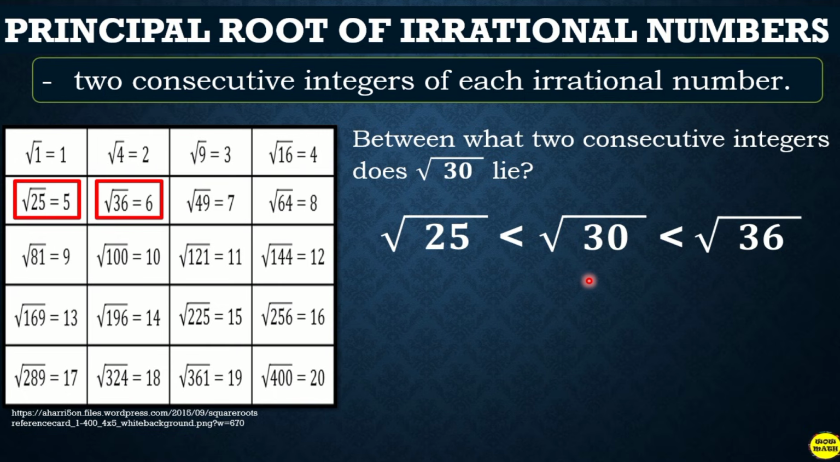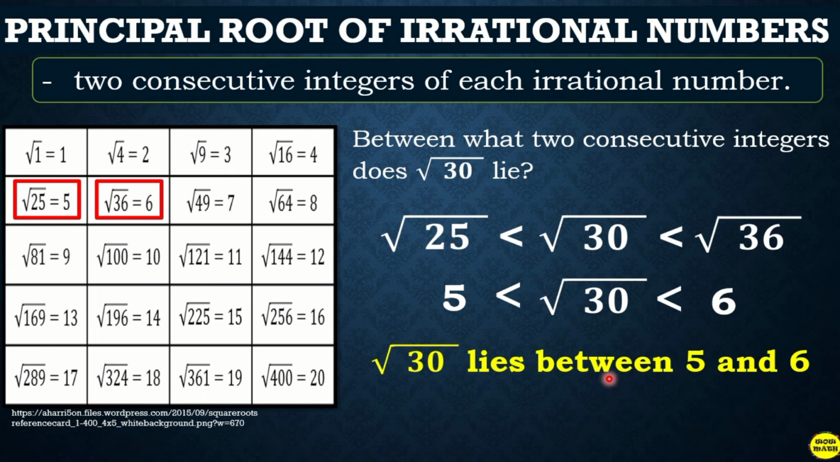Okay, now, nakuha na natin yung dalawa. Anong gagawin? Kukunin natin yung square root nito. So, square root of 25 is 5. Square root of 36 is 6. So, therefore, square root of 30 lies between 5 and 6. So, ganun lang po ang gagawin. Kung saan siya napapagitna, kunin mo yung dalawang perfect squares na mas mababa at mas mataas sa kanya. And then get the square root. Therefore, square root of 30 lies between 5 and 6. So, dapat memorize po natin ang perfect squares and its square root.